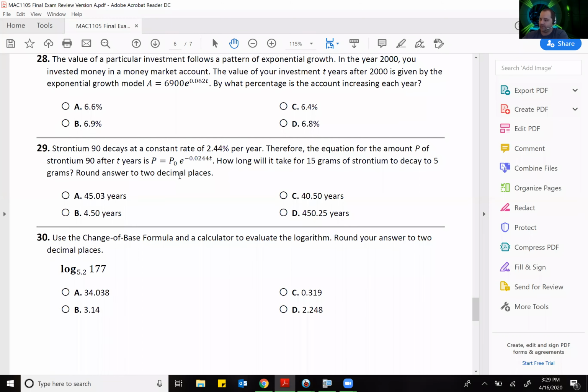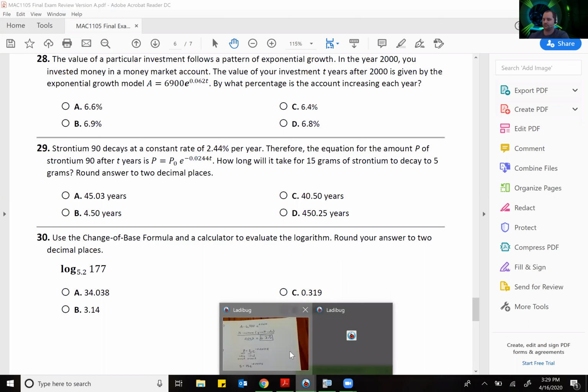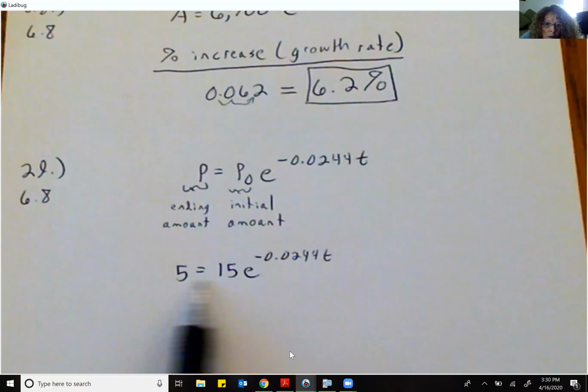That P value, that's what we have in the end, the ending amount. So they told us in the end, we have 5 grams. So we're going to take that 5 and put it in for P. We're going to take the 15 and put it in for P sub 0. And this is what our equation now looks like.